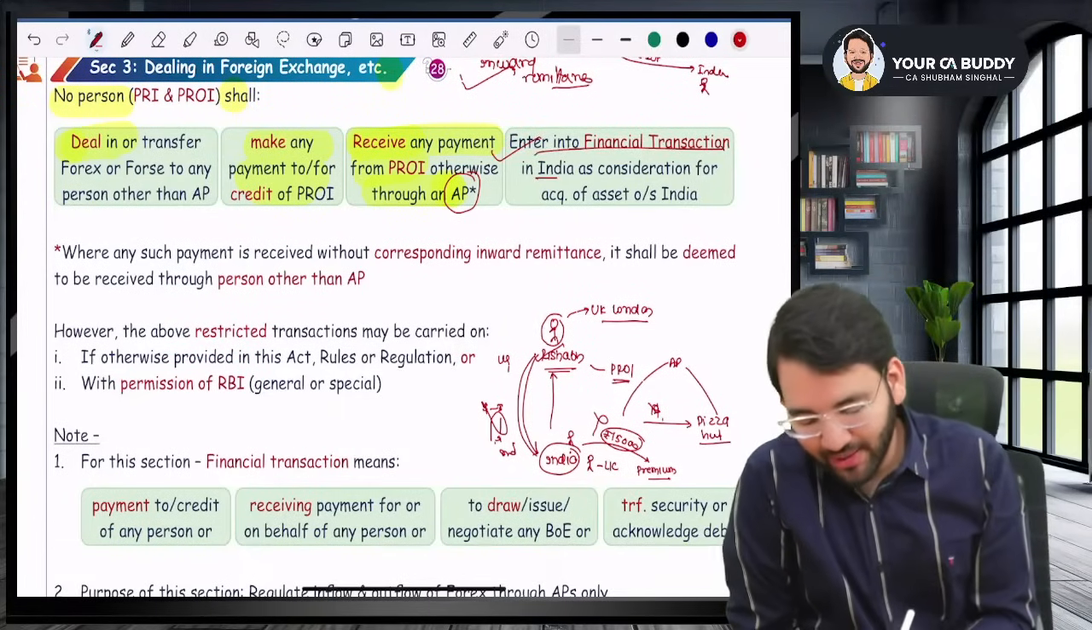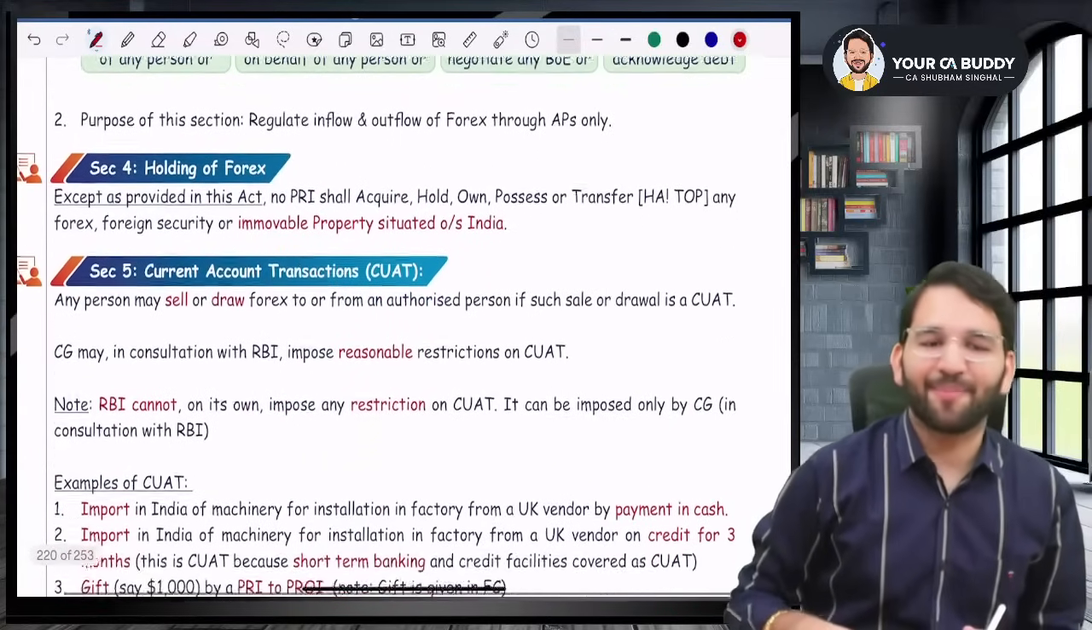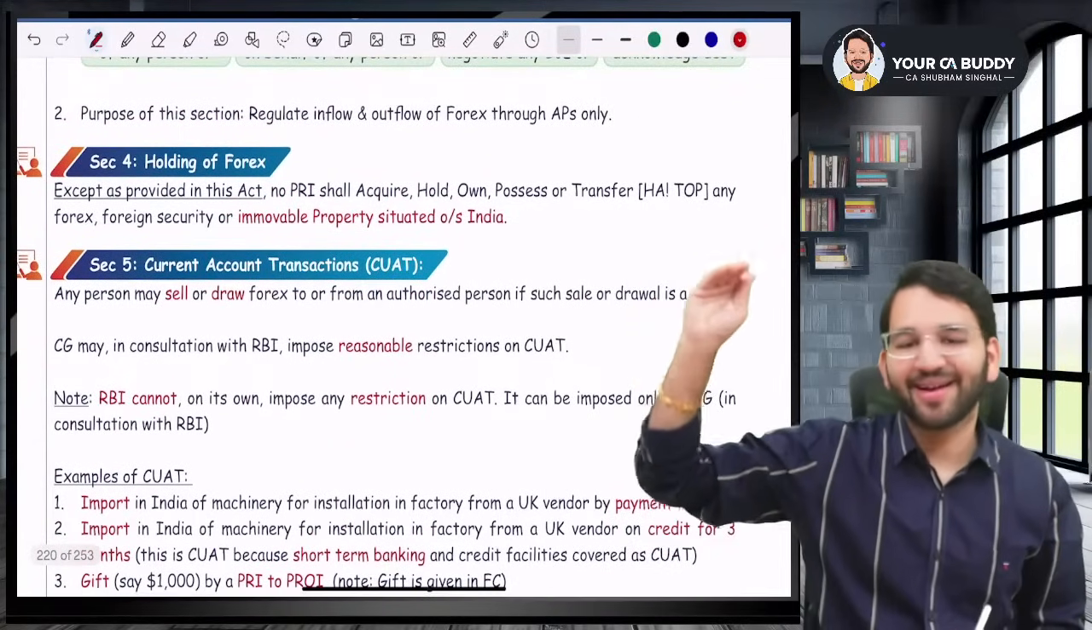And number four, you will not enter into a financial transaction in India as a consideration for acquisition of an asset outside India. Okay, did you understand? That's it, sir. Come to section number four.